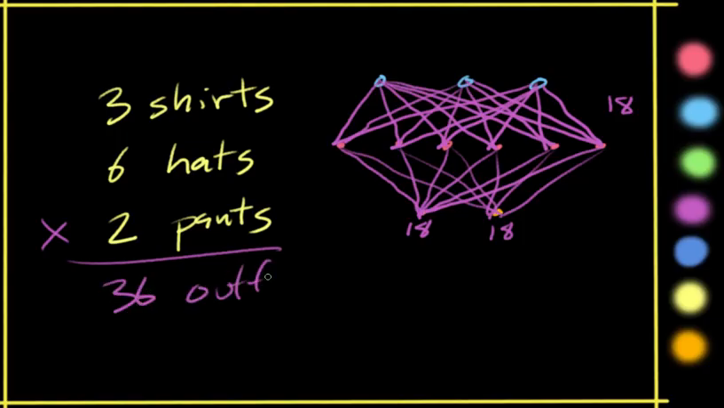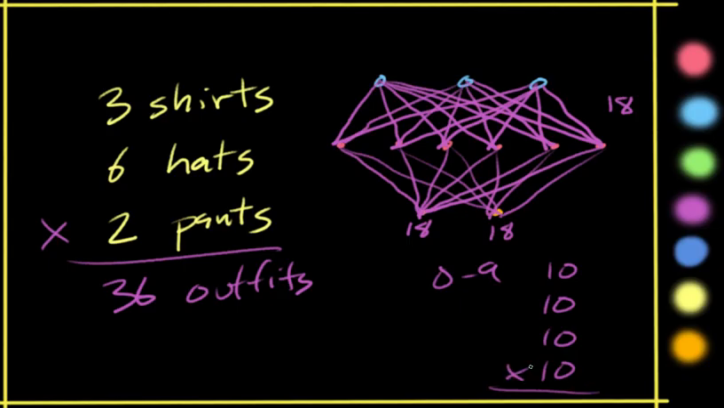this is 36 outfits that I could have. Now this is also useful, like for example, if they ask how many different combinations you can make on a combination lock with 4 digits. Each digit is 0 to 9. That's 10 possibilities for the first digit, 10 for the second, 10 for the third, 10 for the fourth. You would multiply those all together and you would get 10,000.